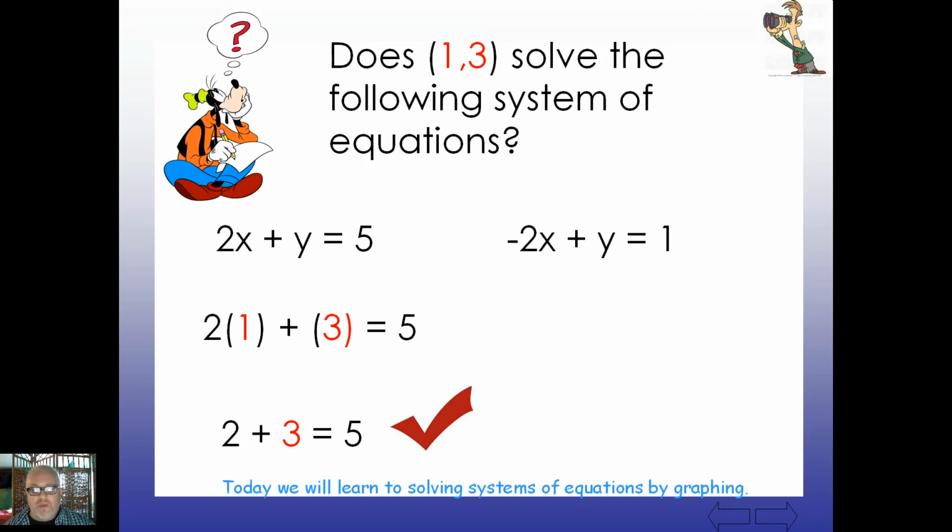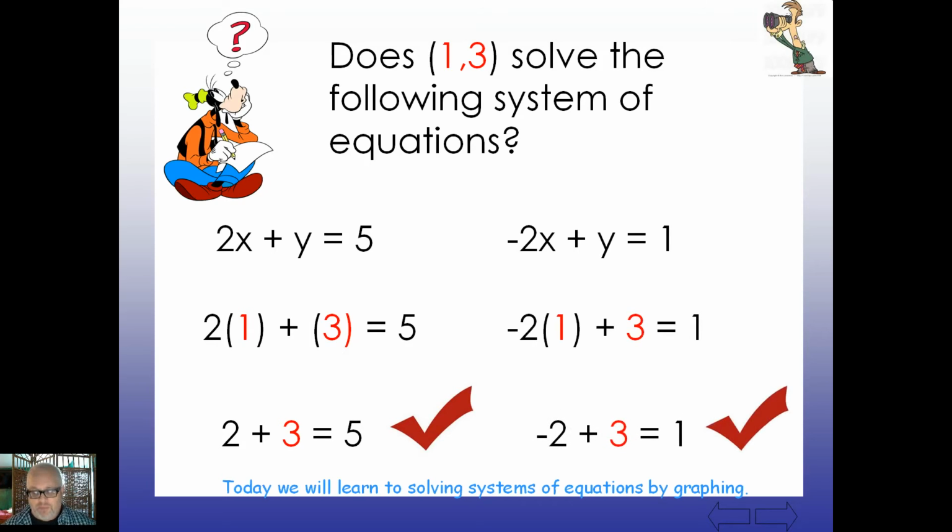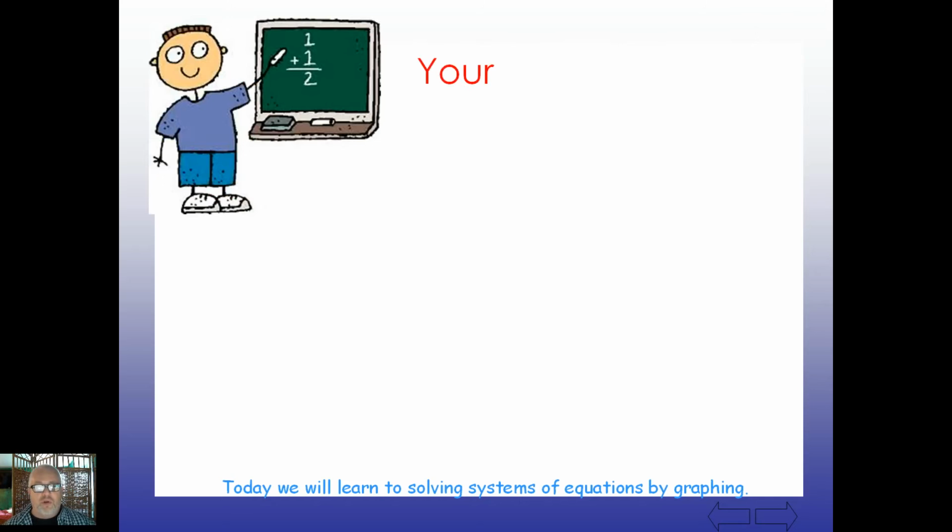Let's try the next one. Negative 2x plus y equals 1. Negative 2 times 1 plus 3, does that equal 1? Negative 2 plus 3, yep, it indeed does work. So again, it works for both, so it is a solution. (1, 3) is a solution to this system. We're going to be given two equations, and the same ordered pair works for both, so we're good.